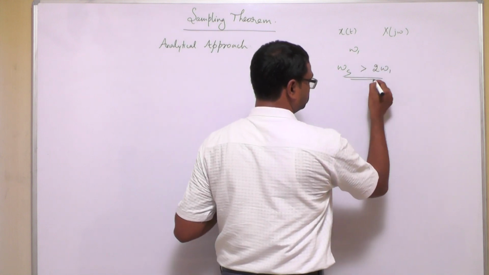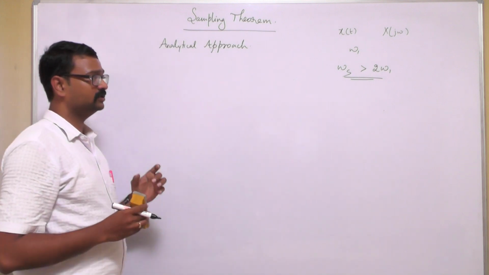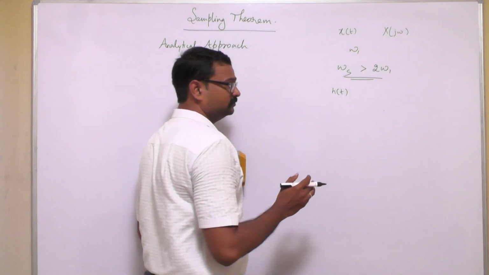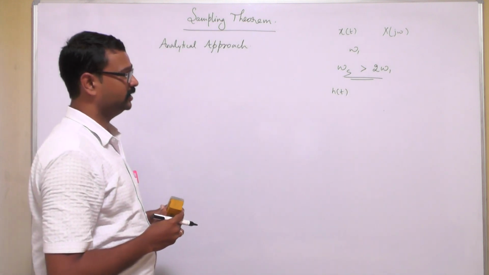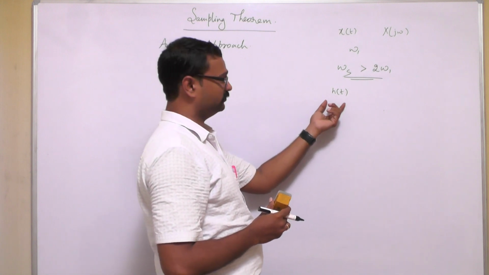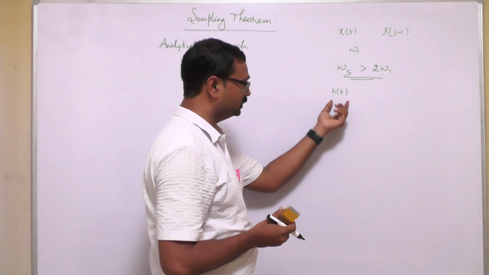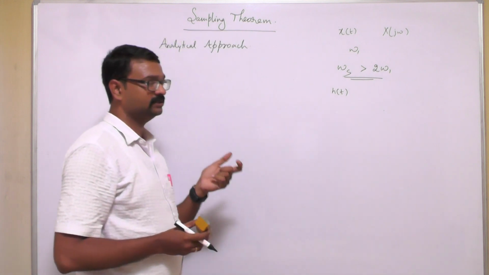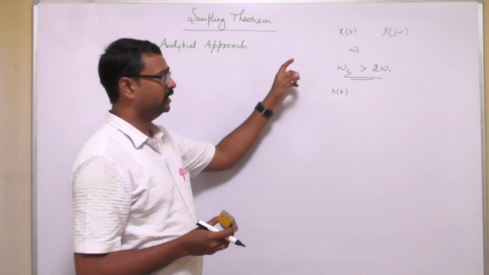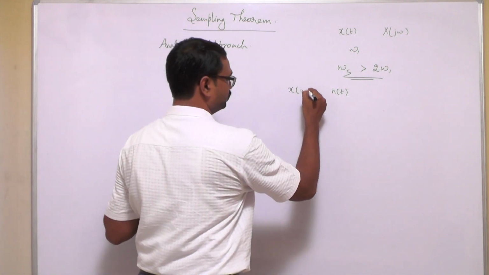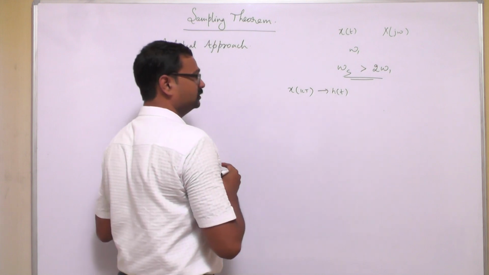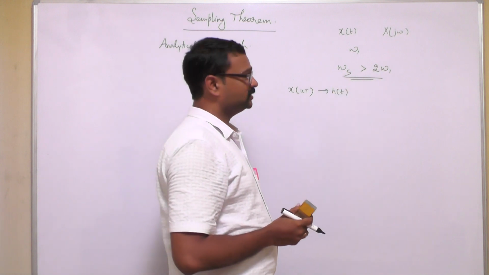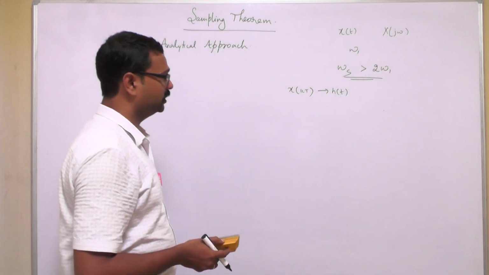When this condition exists, the continuous time signal x of t, after applying x of kT to a zero order hold, gives h of t, the output of the zero order hold or any order hold, which is a continuous time signal. Reconstructing the continuous time signal from the sampled data signal x of kT will be possible without losing any information when the sampling frequency is greater than 2 omega 1.